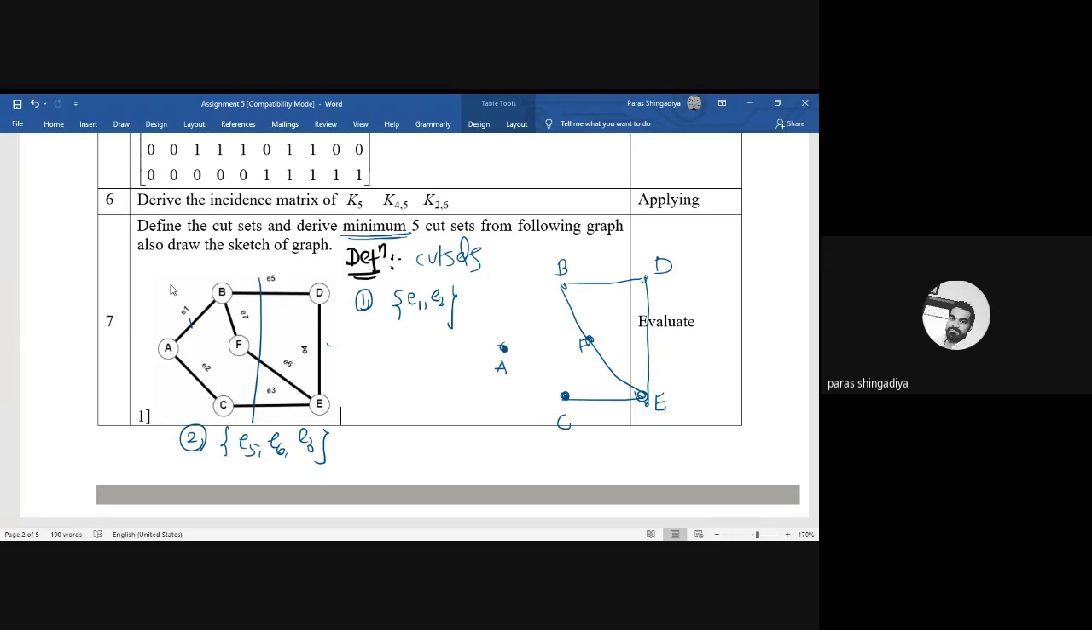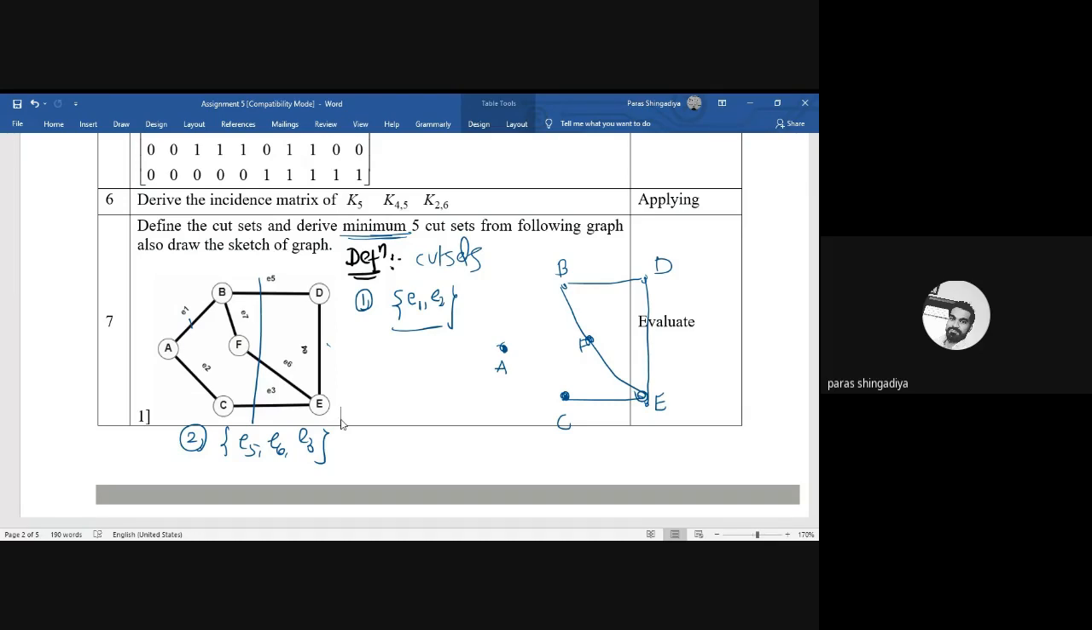Okay. E1, E2 is also a cut set, but in E1, E2 we get only one vertex on one side, and the rest of the part on the other side. But when we consider E1, E3, E6, we delete all three. So on one side we have D and E as a connected form, and on the second side these are the B, A, F, C vertices.